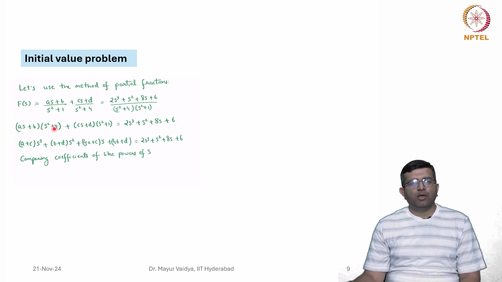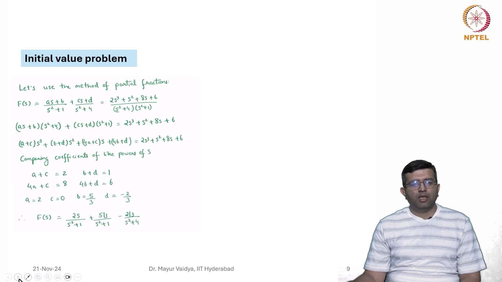If you take the terms which have s cube, here this a and here is c, so a plus c into s cube. Similarly, b plus d into s square, 4a plus c into s, and 4b plus d is a constant term, equated to the RHS. Now compare the coefficients of like powers of s. The s cube terms tell you that a plus c should be equal to 2. Similarly, b plus d should be equal to 1, 4a plus c is equal to 8, and 4b plus d is equal to 6.